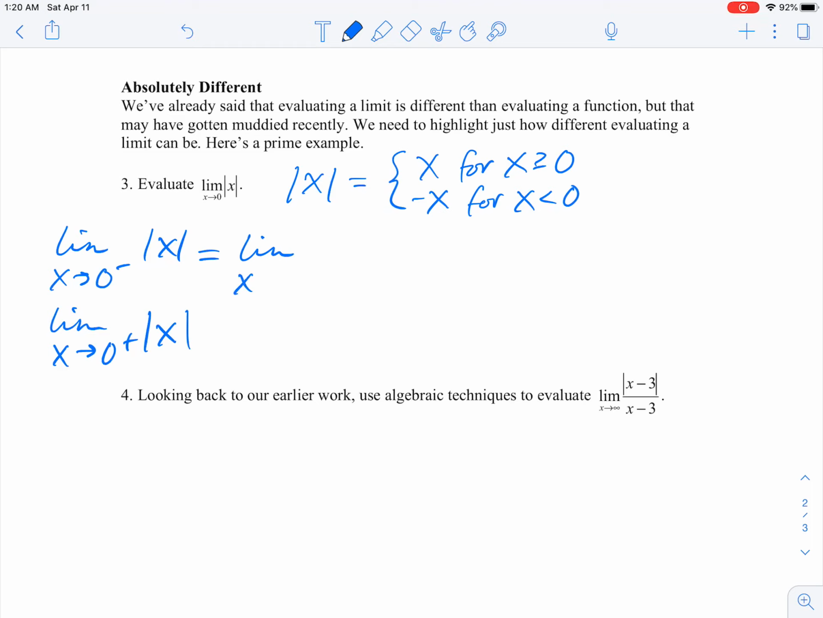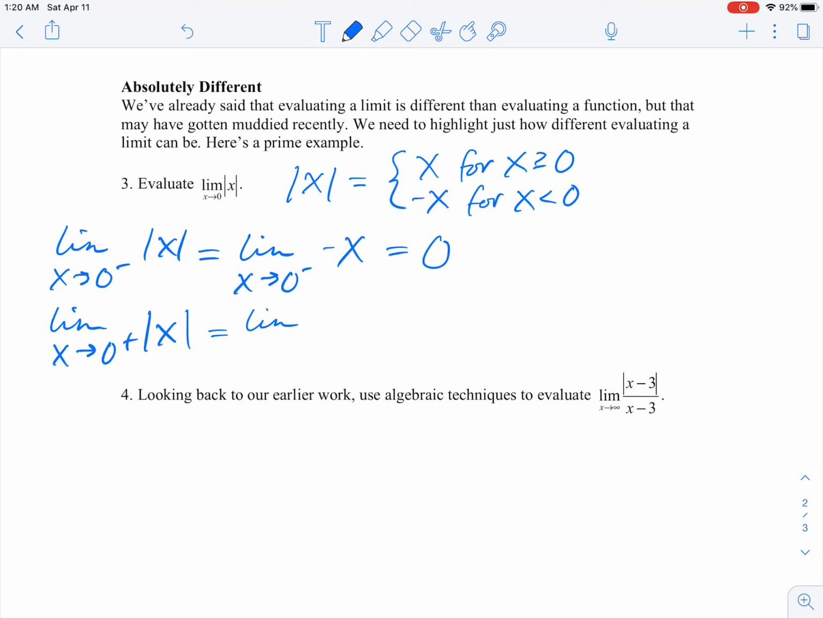So we can express that as the limit as x approaches 0 from the left of negative x, which is a polynomial. It can be evaluated just by plugging in, and we get out 0 as the value. The limit as x approaches from the right.